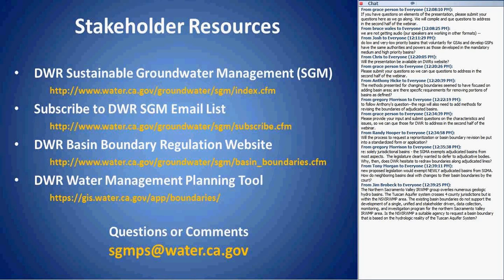And so a link to this presentation and the recording of this webcast will be placed on this basin boundary regulation website. And finally, the department has developed a water management planning tool. There's an interactive map that has a variety of different boundaries that you're able to overlay on the map of California. You can zoom in and out. There's an address finder where you can type in your address to determine what water basin you're in, and you can see the existing basin boundary lines as well as counties, water agencies, and a whole host of other boundaries that might be useful to consider moving forward with the process.